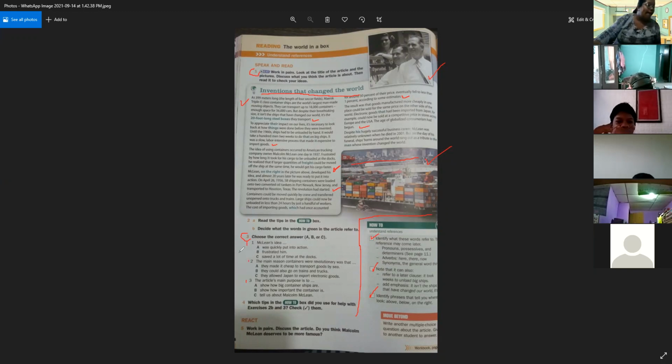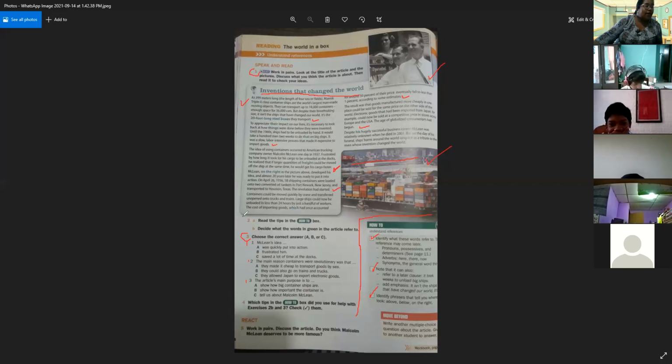The number 1. McLean's idea was quickly put into action, frustrated him, or saved a lot of time at the dock. Which letter is the answer? The letter A, B, or C?